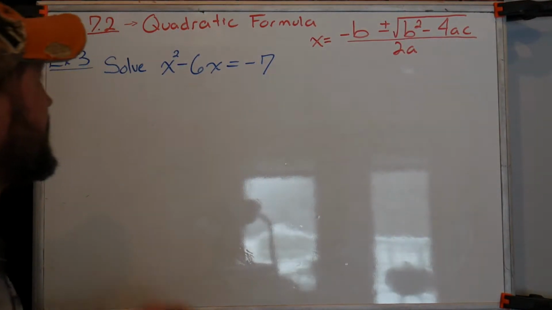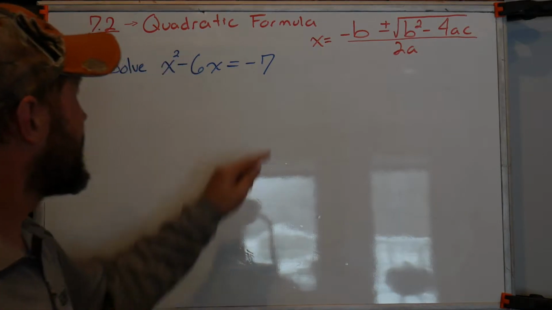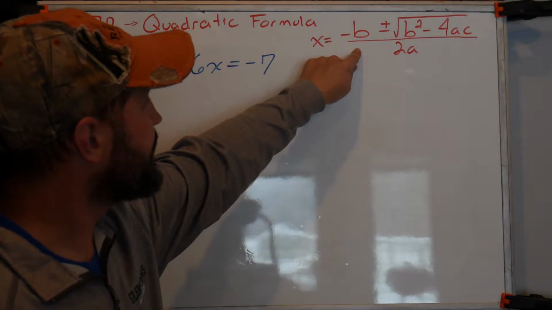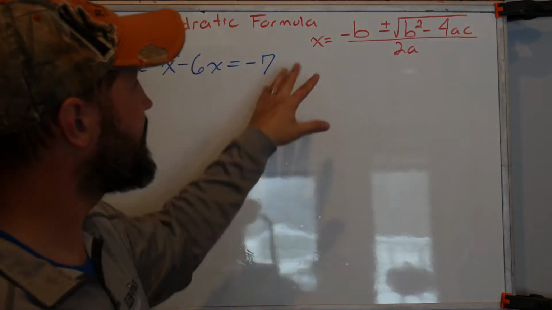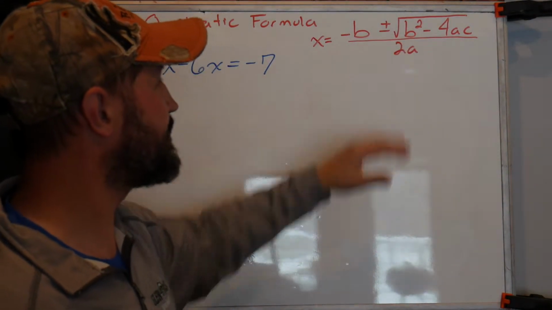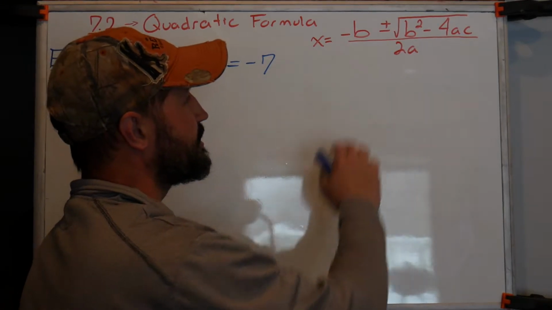Quadratic formula. This is a good one. You'll like this. Here's our quadratic formula. B, A, C. That's it. Every time. All we have to do is find A, B, C, and we plug it in.